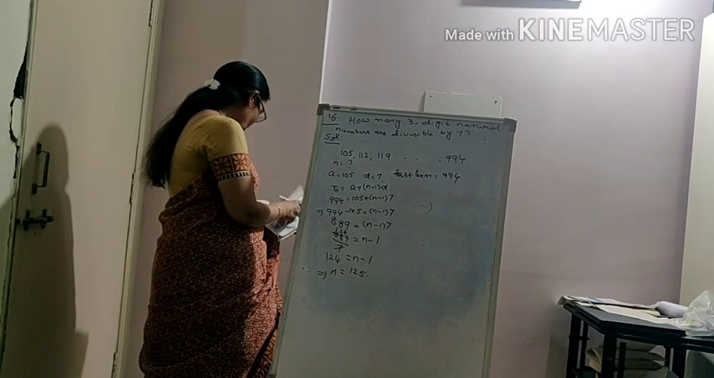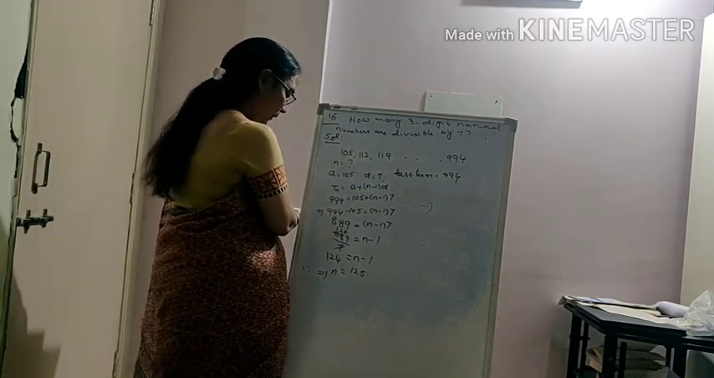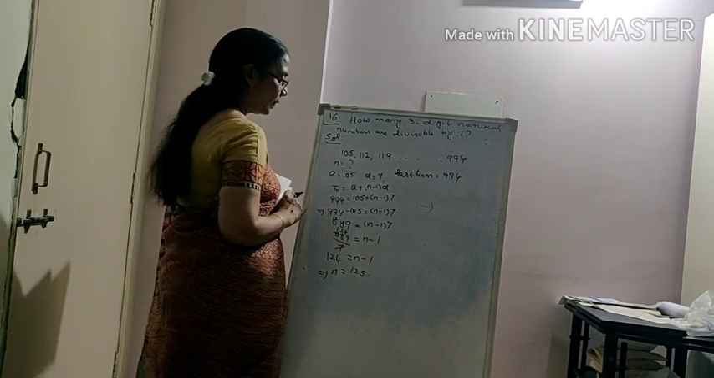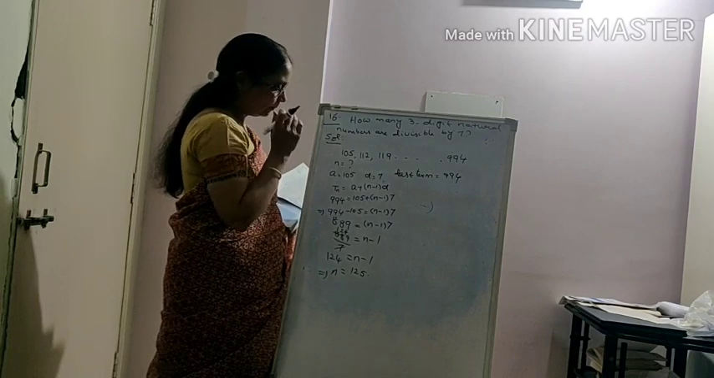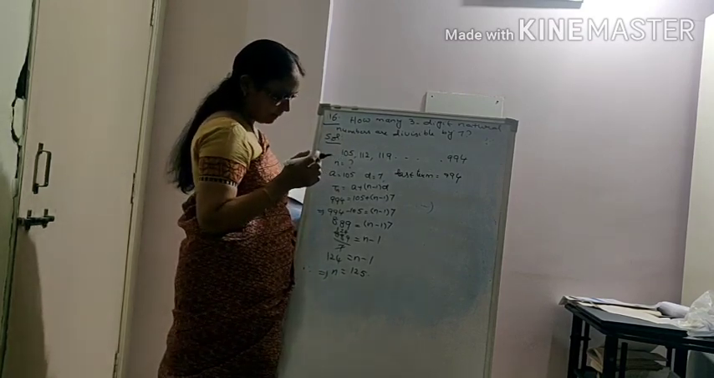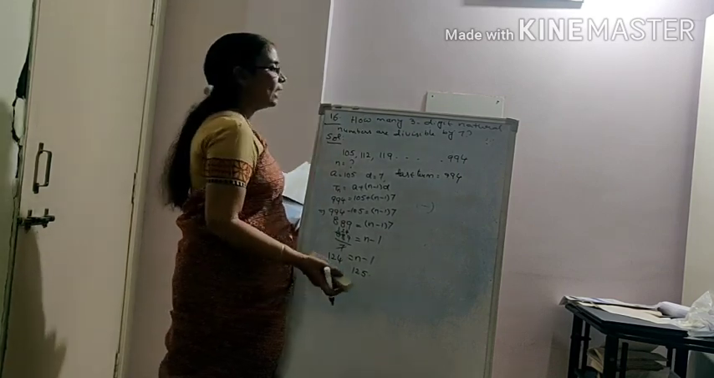So there are 125 terms in this sequence. Then we will see the next problem.